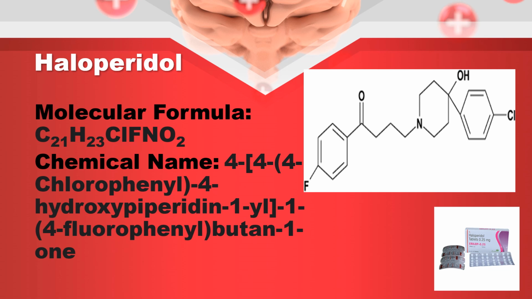Haloperidol. The structure of haloperidol. The molecular formula is C21H23ClFNO2. The chemical name is 4-[4-(4-chlorophenyl)-4-hydroxypiperidin-1-yl]-1-(4-fluorophenyl)butan-1-one.